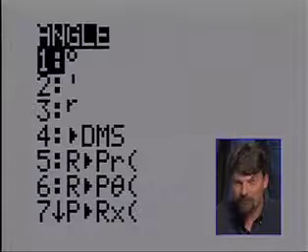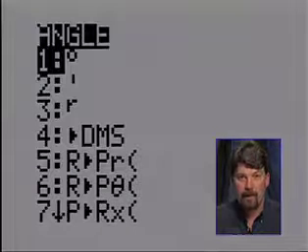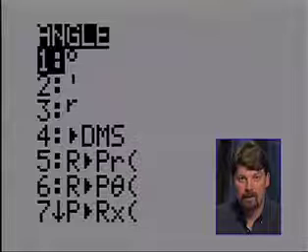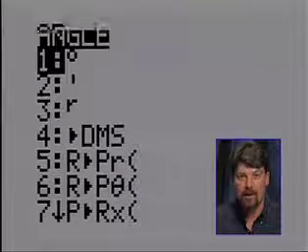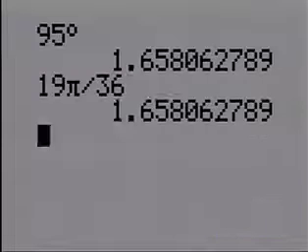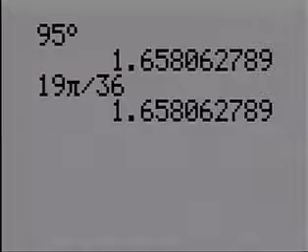So I hit second function, APPS, and I get this menu here. Notice the first choice is a degree symbol, so I'll select that. Now when I press enter, I get this decimal approximation of 95 degrees converted to radians. Now let's see if that's approximately equal to 19 pi over 36. So we'll type in 19 pi divided by 36, and we see those numbers are the same, so we can conclude that we probably did that conversion correctly.